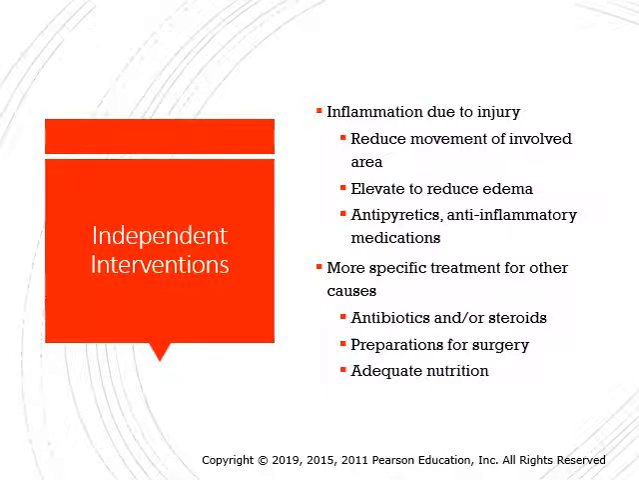Okay, so let's talk about independent interventions. Independent meaning nursing. For inflammation that's due to injury, we can reduce the movement of the involved area. That would be just to keep it still, immobilize it perhaps, to reduce the amount of irritation. We could also elevate it to reduce edema, which typically involves the elevation of an extremity. And we can also administer antipyretics or anti-inflammatory medications, of course, depending on the physician order.